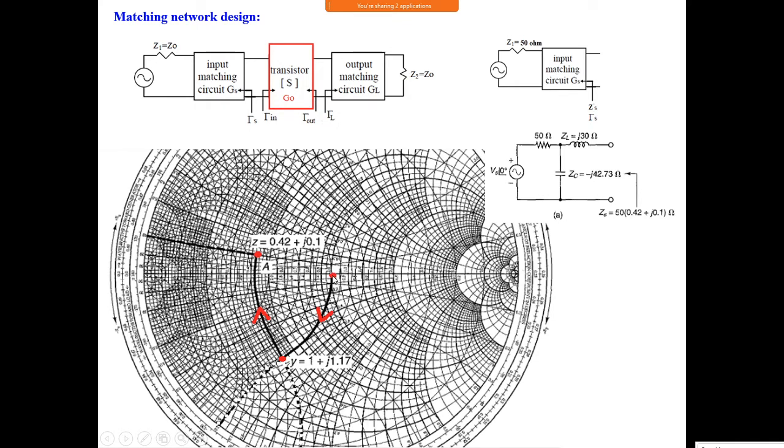Starting from the center, you move in the opposite direction to reach wherever our required value is. This is the required value. It is on some resistance circle. So start from here, move on a constant conductance circle and stop wherever this resistance circle is. So here is the inductor, and this is the capacitor. This is the addition; this is the impedance matching network.